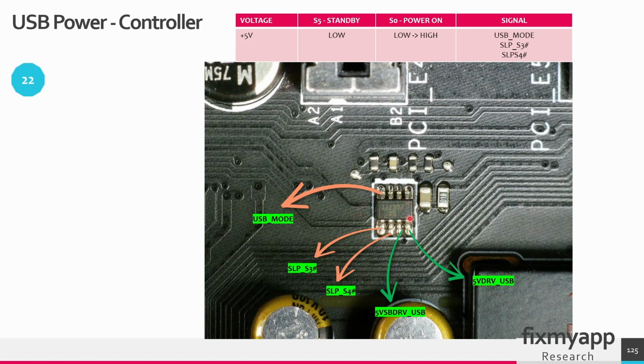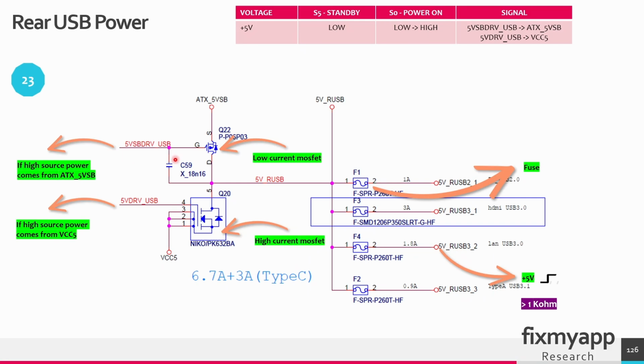And this is the USB power control chip. Depending on the USB mode, sleep state 3 and sleep state 4, it will determine which signal will go to the USB voltage regulators. When this signal is sent, it will get its 5 volt from the 5 volt VCC from the ATX power supply. And when this signal is sent, it will get its 5 volt from the 5 volt standby voltage. Depending on which signal comes from the USB controller, it will generate the plus 5 volt for the USB connectors.